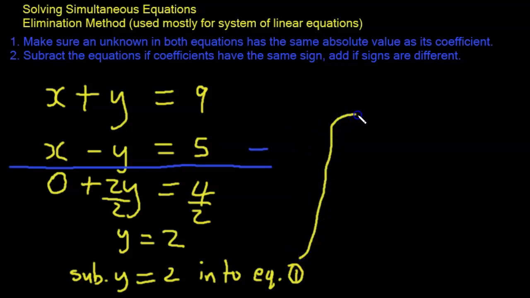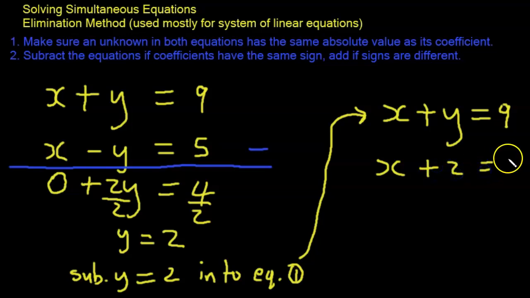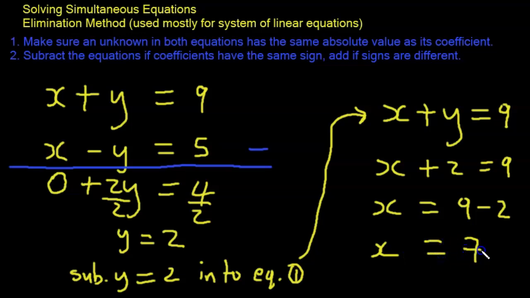Alright, let's come up here. Now here's equation 1. Equation 1 states that x plus y is equal to 9. And so we know that the value of y is 2. So we have x plus 2 is equal to 9. And we want the value of x. So group the constants on the right. I would say we subtract 2 from both sides. Grouping the constants, 9 minus 2. So x is equal to 7.